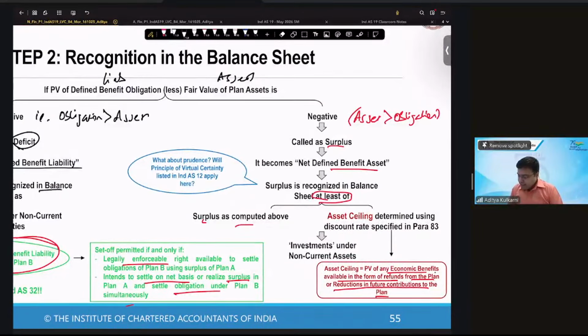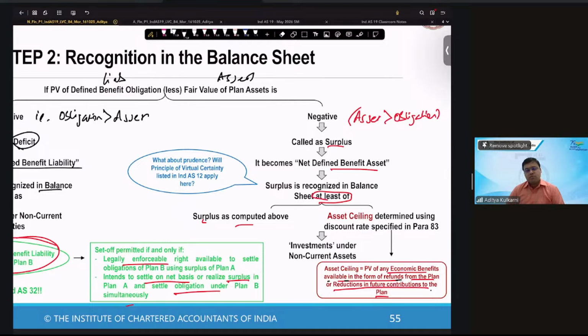PV of any economic benefits available in the form of refunds from the plan. That means you can pull out that money for your obligation, or you can reduce your future contribution to the plan. That effectively becomes your asset ceiling. Are you okay? Is it clear?